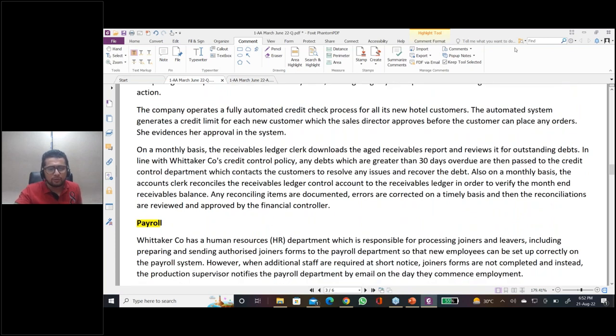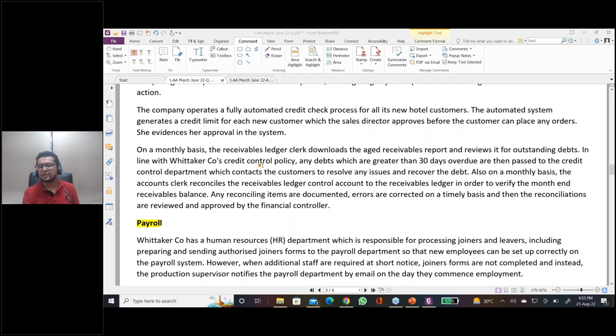Okay, let's continue. On a monthly basis, the receivable ledger clerk downloads the aged receivable report and reviews it for outstanding debts. In line with the company's credit control policy, any debts which are greater than 30 days overdue are then passed to the credit control department, which contacts the customer to resolve any issues and recover the debts.